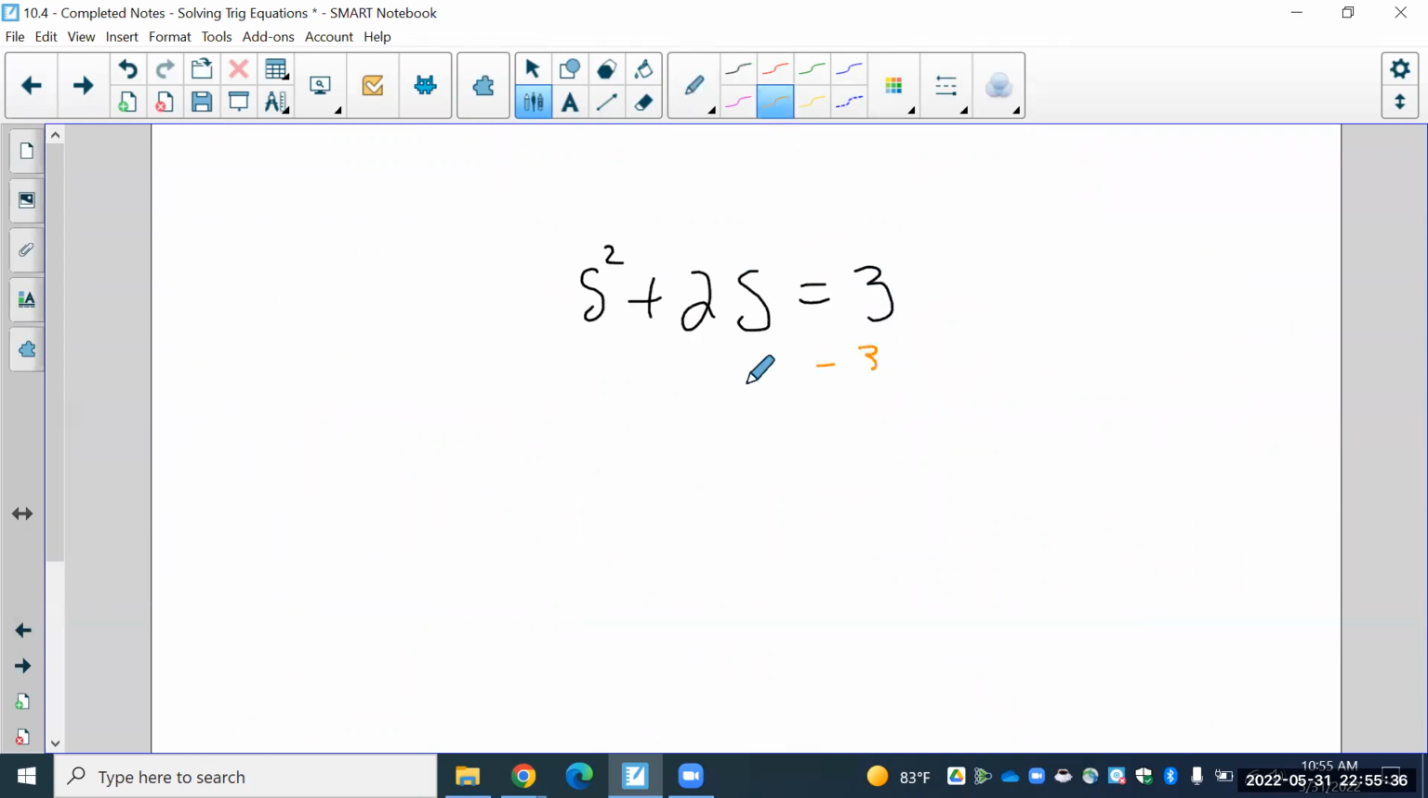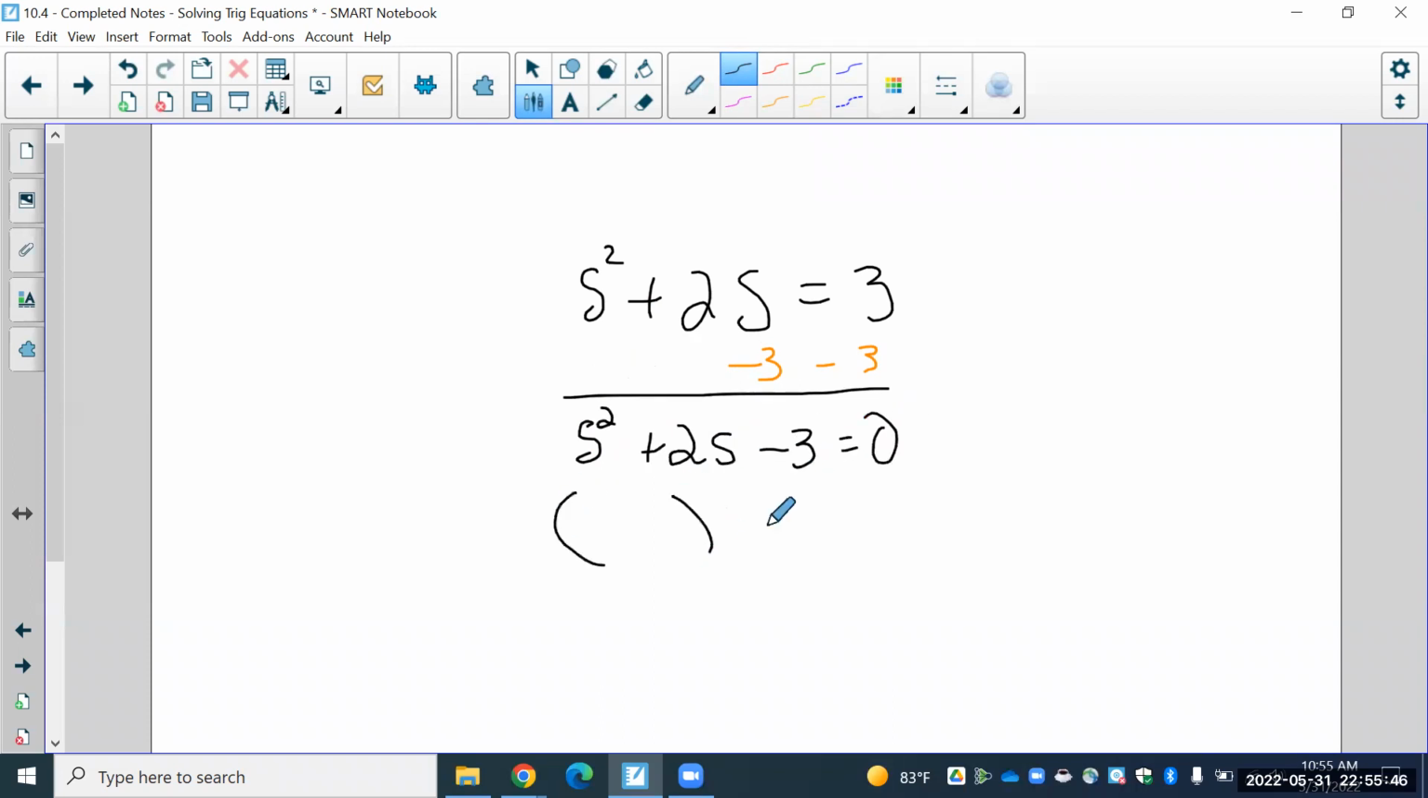Well, we would set it equal to 0. Nothing is changing from Algebra 2. This is just Algebra 2 right now. And then we factor this very easy problem by looking at the factors of 3, which are 1 times 3. It's a minus, so we have to subtract them. So that would be s plus 3, and then s minus 1. And then we would use the zero product property and set these equal to 0.